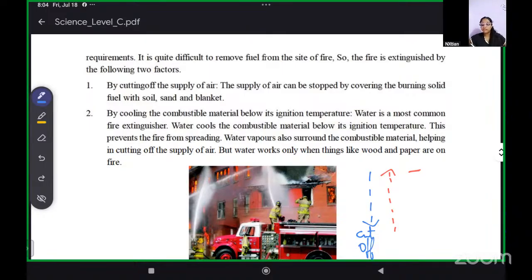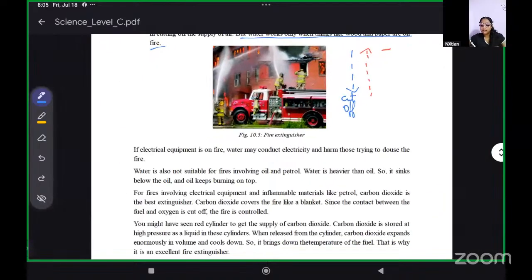Water is the most common fire extinguisher. Water cools the combustible material below its ignition temperature. This prevents the fire from spreading. Water vapors also surround the combustible material, helping in cutting off the supply of air. But water works only when things like wood and paper are on fire.